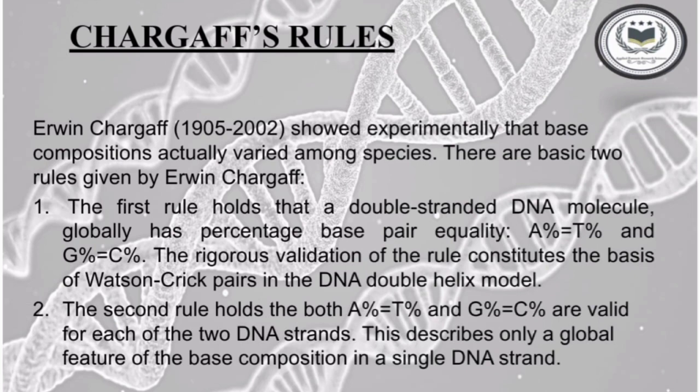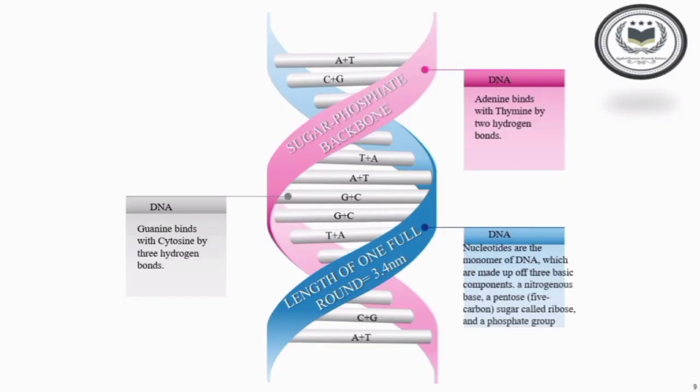The second rule is about the A, T, G and C percentages, which holds for each of the two DNA strands, and this is used to describe only a global feature of base composition in a single DNA strand. As we discussed earlier about the base pairing of adenine, thymine, guanine and cytosine, and Chargaff's rule, it is given in the above diagram.